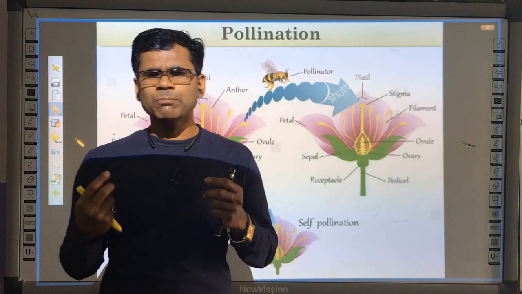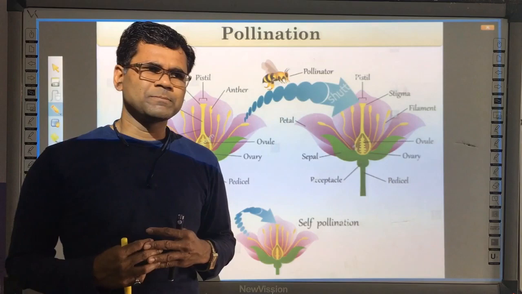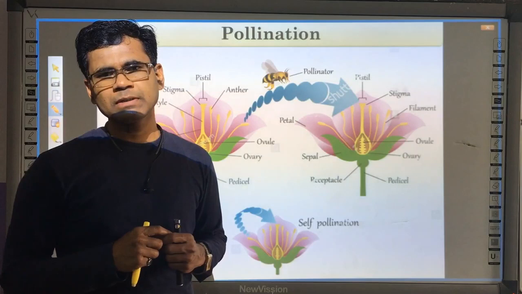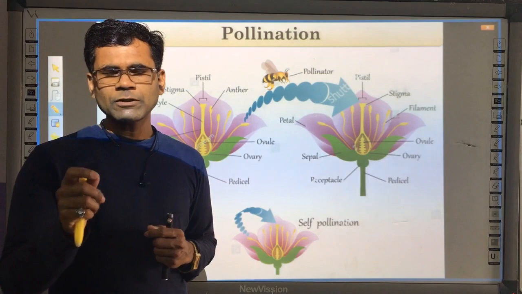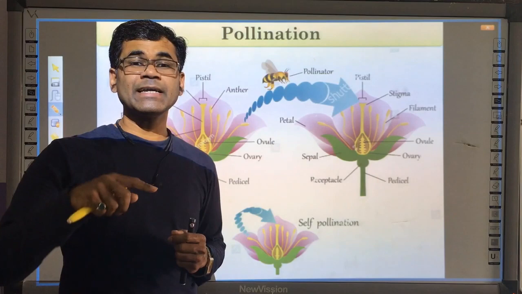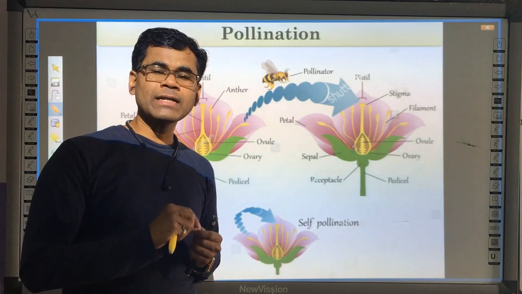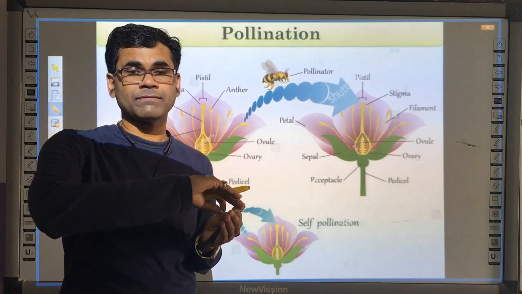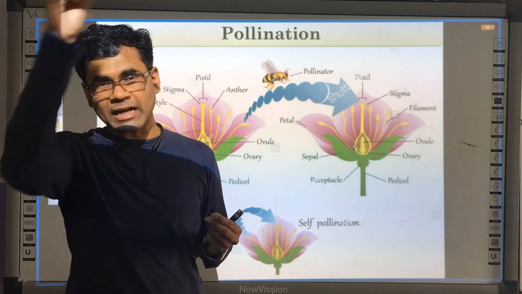When we talk about the plant kingdom, there is much diversity, but here I would like to highlight the two higher plants. First one is pollination in gymnosperm, and second one is pollination in angiosperm. If we talk about pollination in gymnosperm, there the pollination is called direct pollination. Why? Because in gymnospermic flowers, stigma is completely absent, so no stigma is present. In gymnospermic plants, the pollen grain is directly transferred to the ovule, and that's why it is called direct pollination.